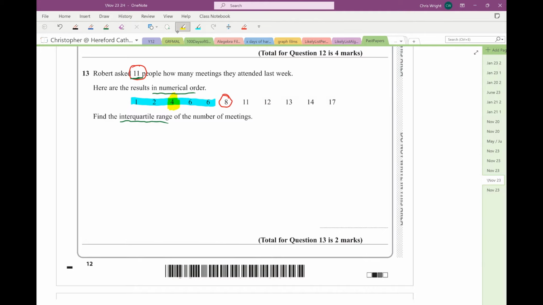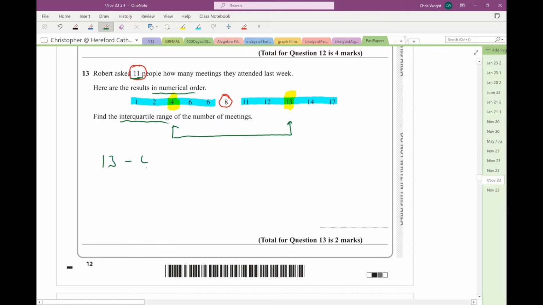And then I take this second half and I find the middle one. So the interquartile range is the difference between those two. It's like the range, but you don't take it right from either end. You take it from the middle of the first half and the middle of the second half. So the interquartile range is 13 minus 4, which is 9.